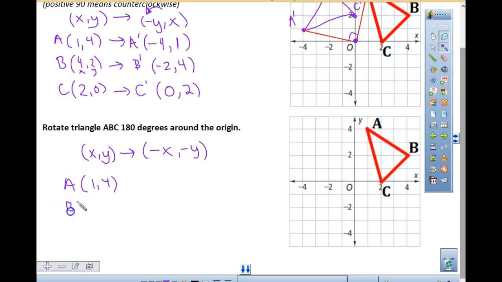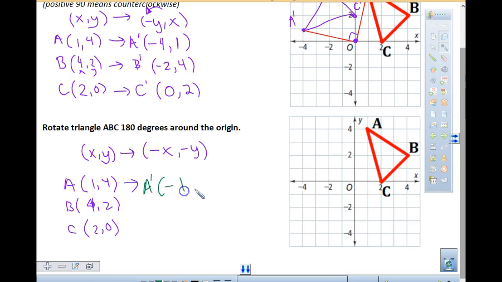So you really could copy those from up above, 4, 2 for B, and C being at 2, 0. Where is our new point A prime going to be? So if I'm looking for A prime, it should be the opposite of x, which is negative 1, and the opposite of y, negative 4. So negative 1, negative 4. And again, if I was going to draw an angle from A to the center, from the origin, and now down to A prime, that is a 180 degree angle. So I did it correctly.